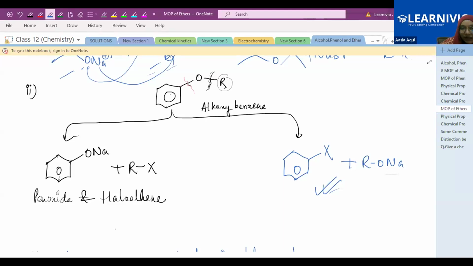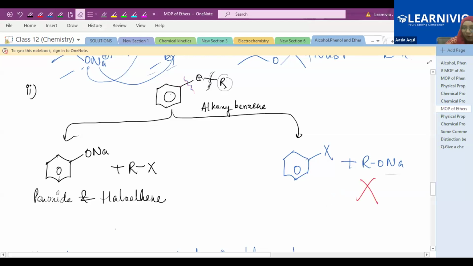Because here you can see it is not possible to break this bond. The oxygen linked to this benzene ring, if you break this bond, you will form this X, right? And you know very well that in aryl halide there will basically be a double bond. There will be a partial double bond character between this carbon and the halogen group. So that's why nucleophilic substitution reaction is not possible in haloarene. So this reaction is not possible.